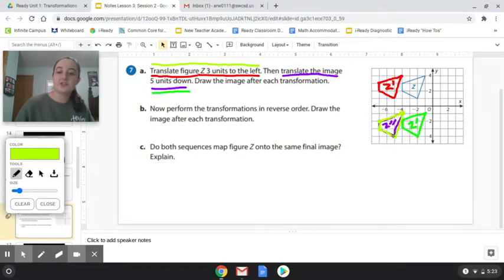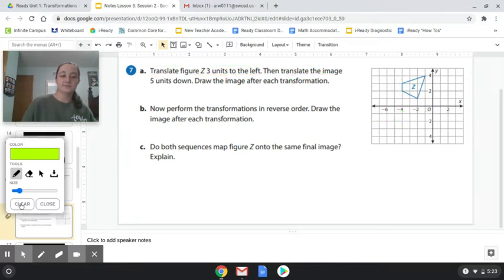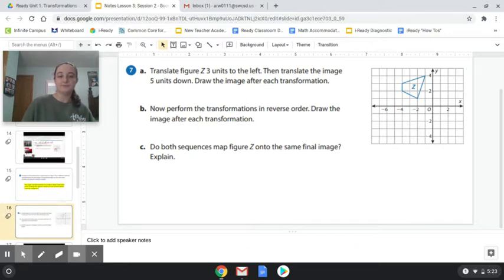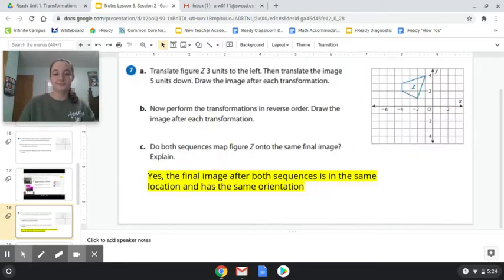So, do both sequences map figure Z onto the same final image? We would say, yes, the vertices are indeed the same because no matter if you do it this way or if you do it the reverse order, you still end up right here. So yes, the final images of both sequences are in the same location and have the same orientation.